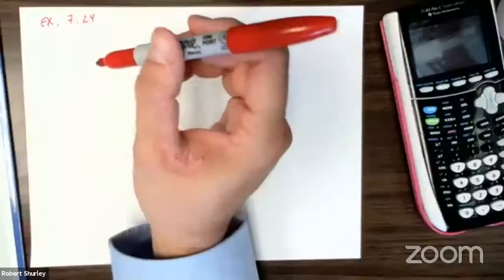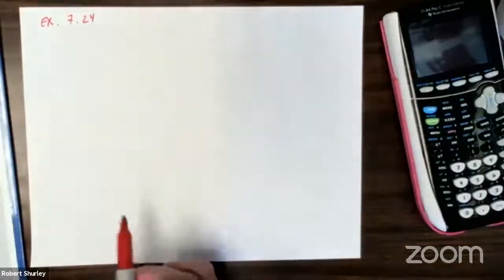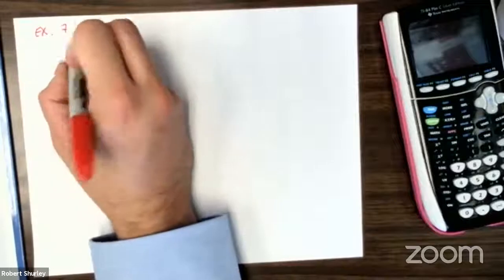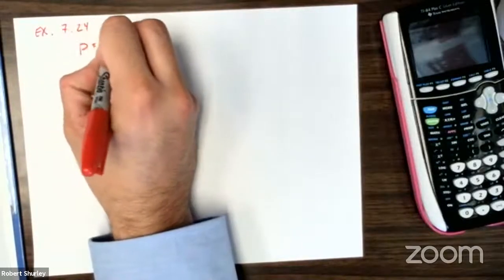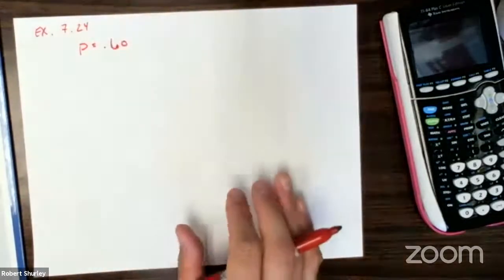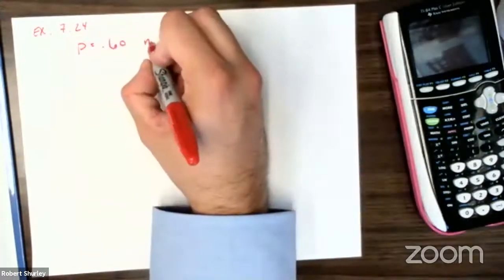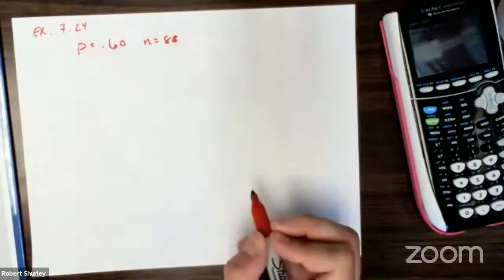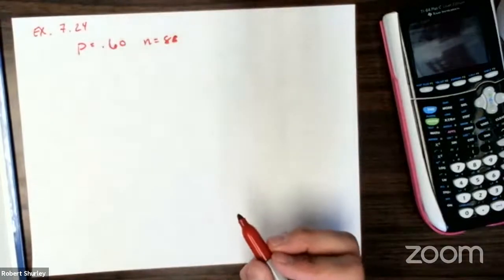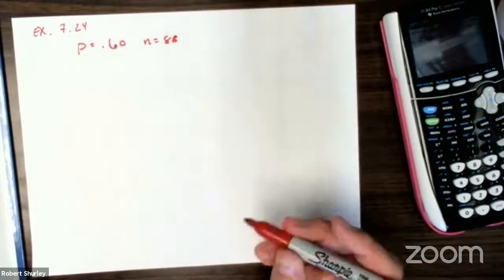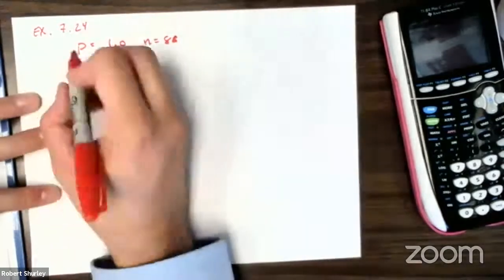Okay, approximately 60% of eligible voters voted in 2016. So right away, I'm going to say that's going to be our P, right? 60% voted in 2016. If a sample of 88, so that's my N, eligible voters was polled, would it be unusual if less than half of them voted?